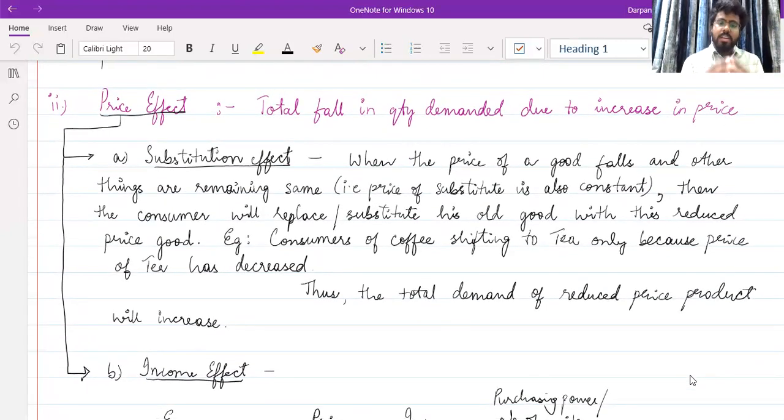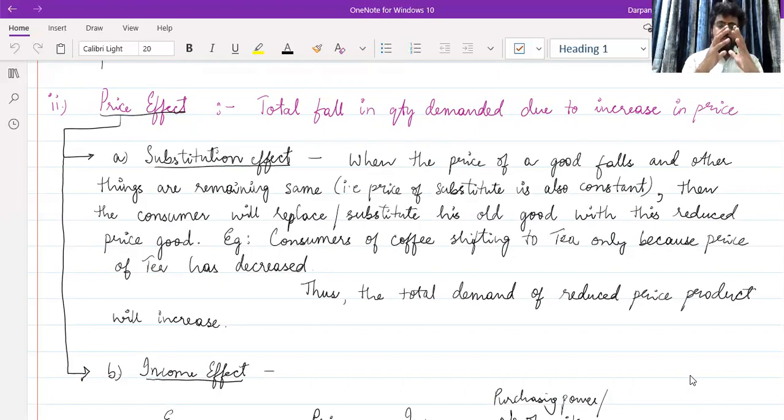The second reason is price effect, right? The price effect again has two sub effects. What are those effects? Substitution effect and income effect. Now what is substitution effect? Substitution effect is that when the price of the good is falling, what will happen? There'll be consumers who were consuming a substitute product, they'll also come and consume my product, right? So what is happening because of this? The quantity demanded is rising, right?